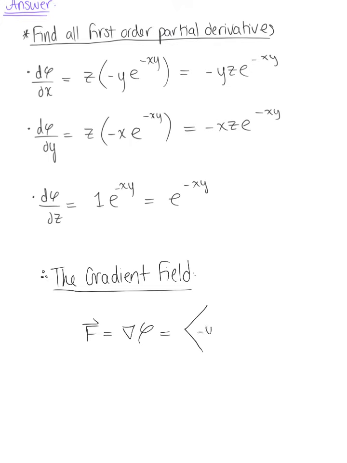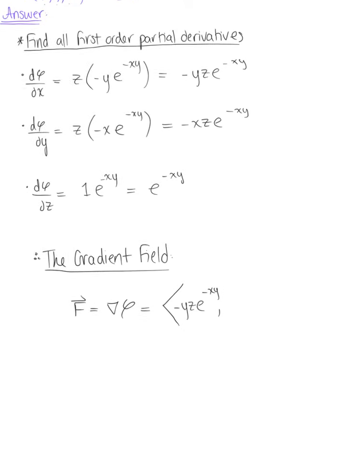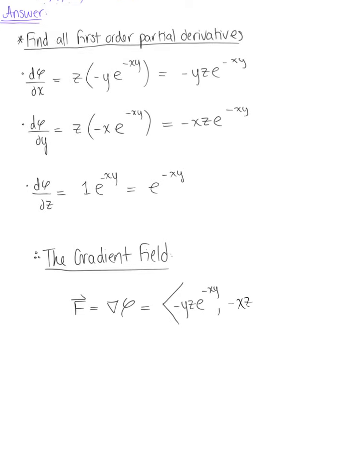So we have the x component is minus yz times the natural exponential raised to the minus xy. Our y component is minus xz times the natural exponential raised to the minus xy. And our z component is the natural exponential raised to the minus xy. And there's nothing wrong with leaving it like this. If you want, you could take it one step further and factor out the natural exponential raised to the negative xy multiplied by the vector minus yz, minus xz, 1.